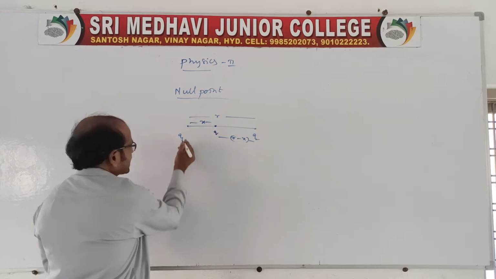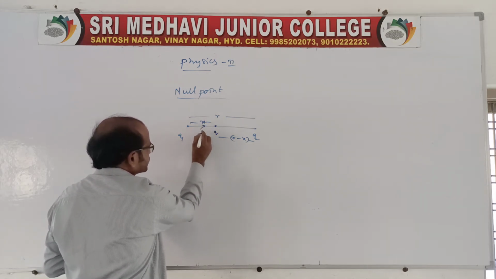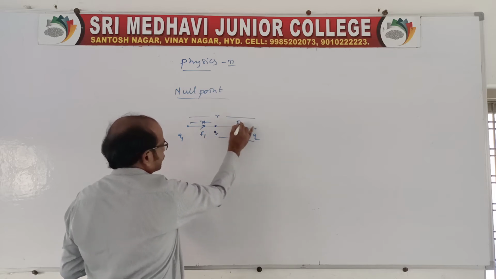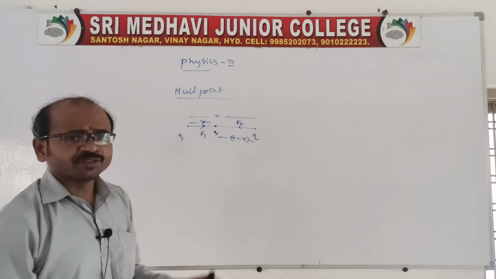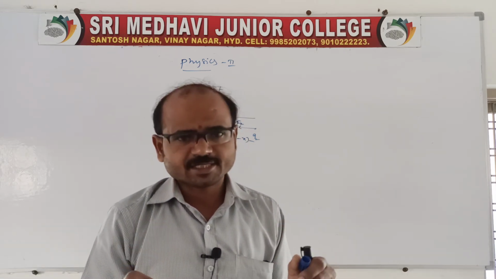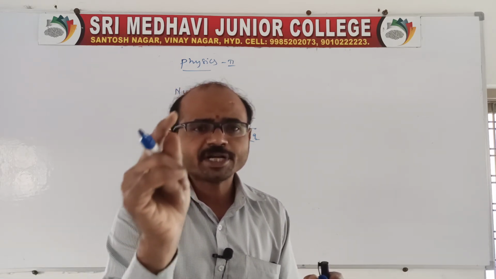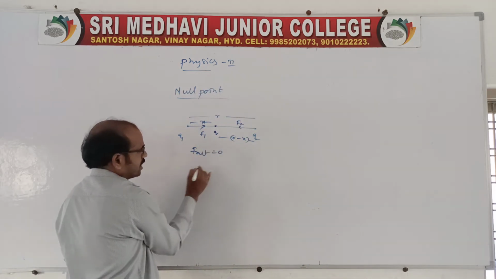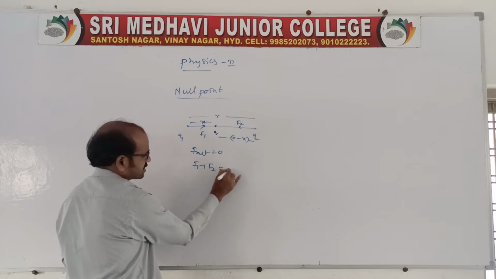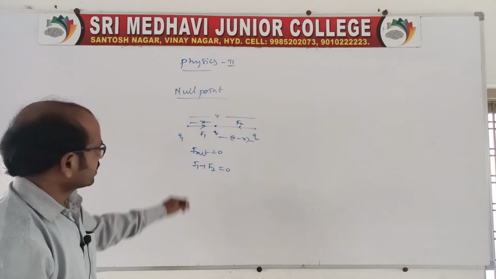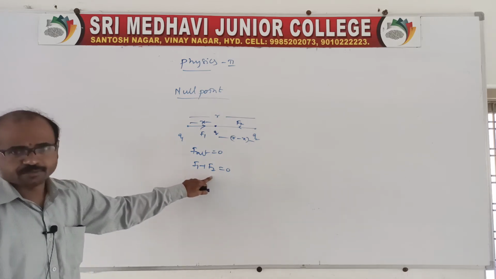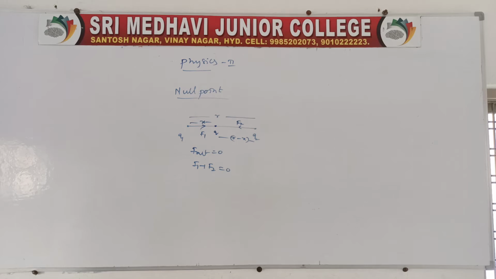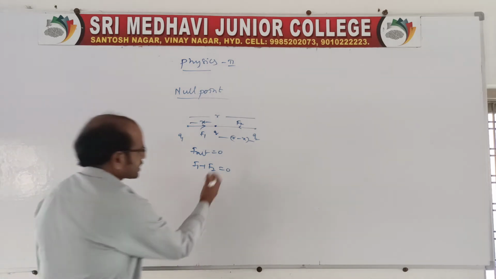Now there is a force acting due to Q1, that we call F1, and a force acting due to Q2 on the charge Q, that is F2. If at one point the force due to the two charges is 0, we can say the net force is equal to 0. Therefore, F1 plus F2 is equal to 0. According to this, we can also say the two forces are equal.